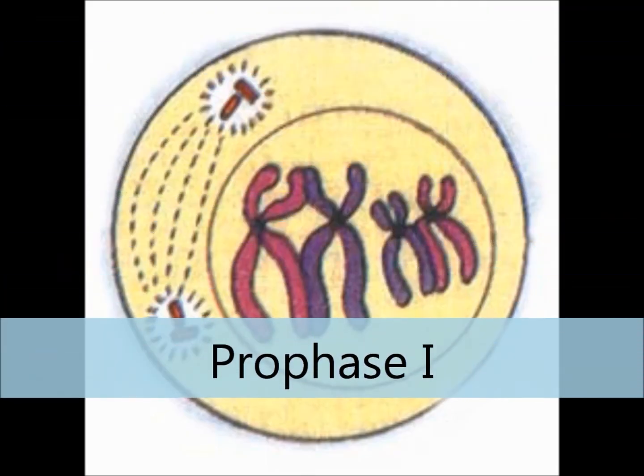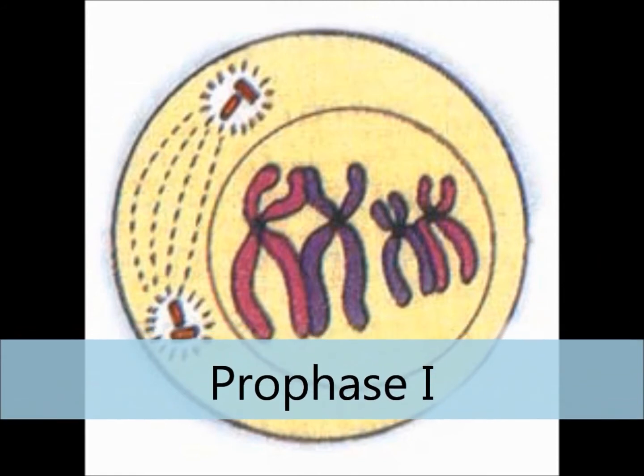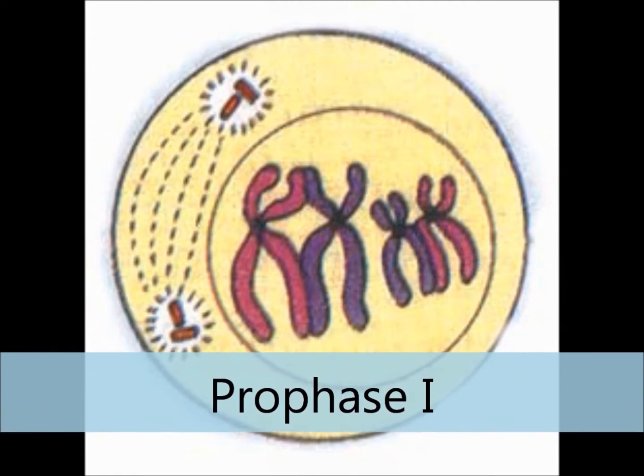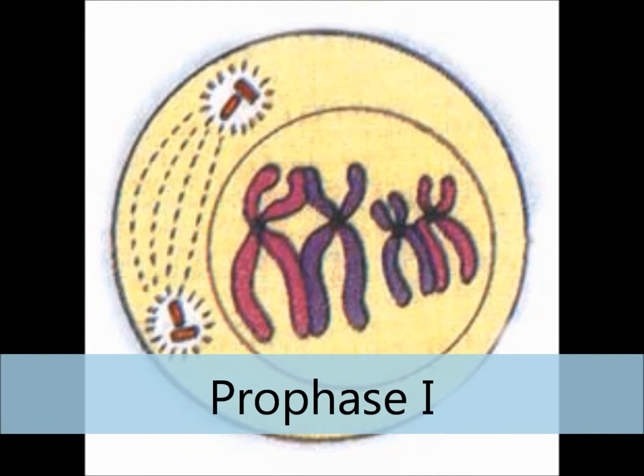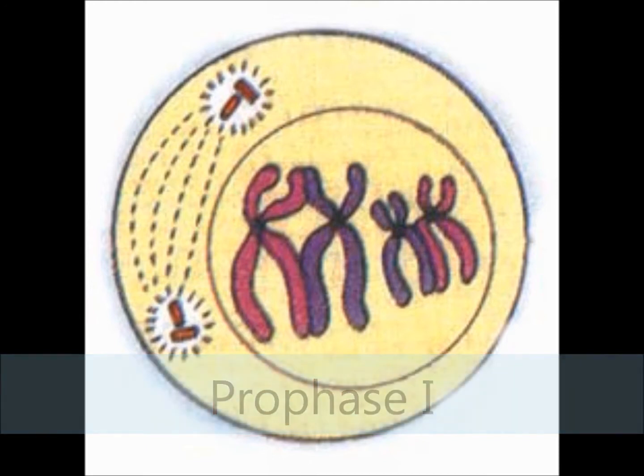The second step of meiosis is prophase. It is the longest phase of meiosis. It takes up about 90% of cell division. During this step, chromosomes coil up and become shorter. Then in a process called synapsis, homologous chromosomes made up of two sister chromatids come together as a pair, which is known as a tetrad.